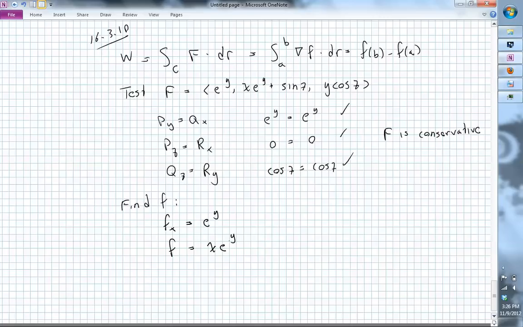Okay, we anti-differentiate with respect to x. This e to the y is really just a constant. The antiderivative of a constant with respect to x is just x times that constant, plus the most general constant of integration that we can muster, c of y comma z. So the most general constant in this context is one that depends possibly on y and possibly on z.